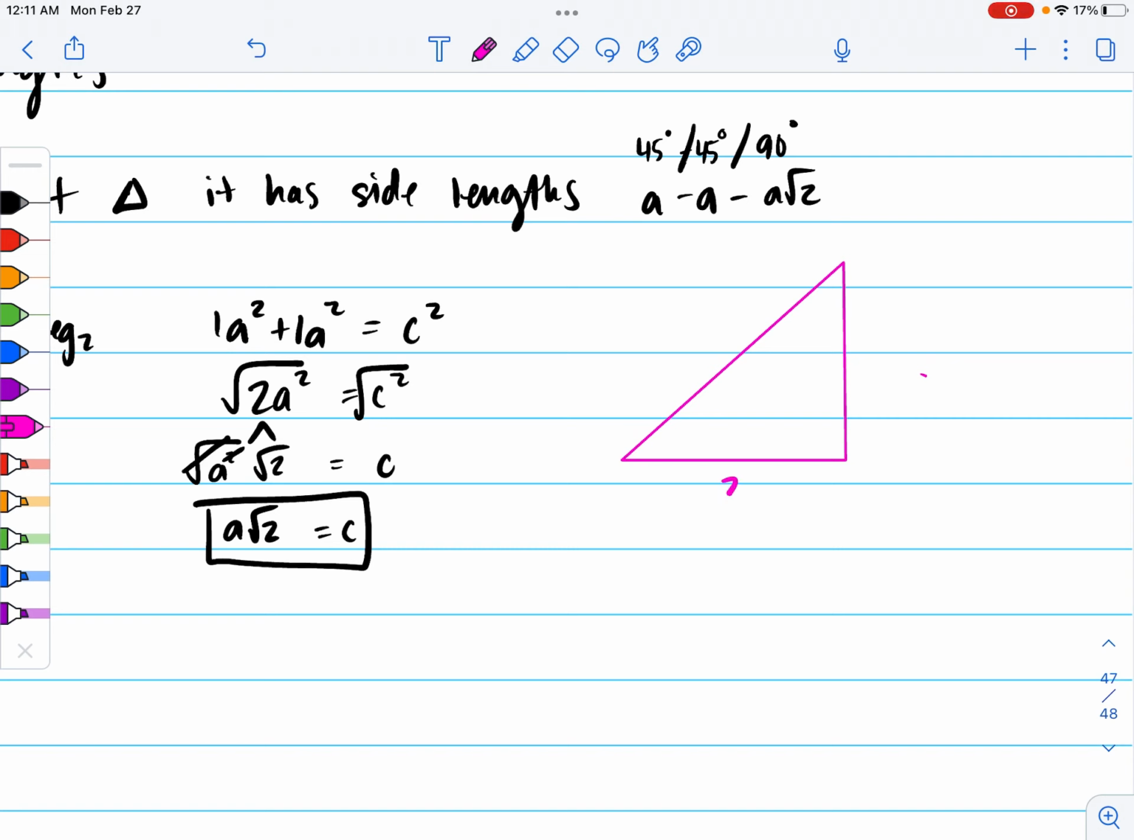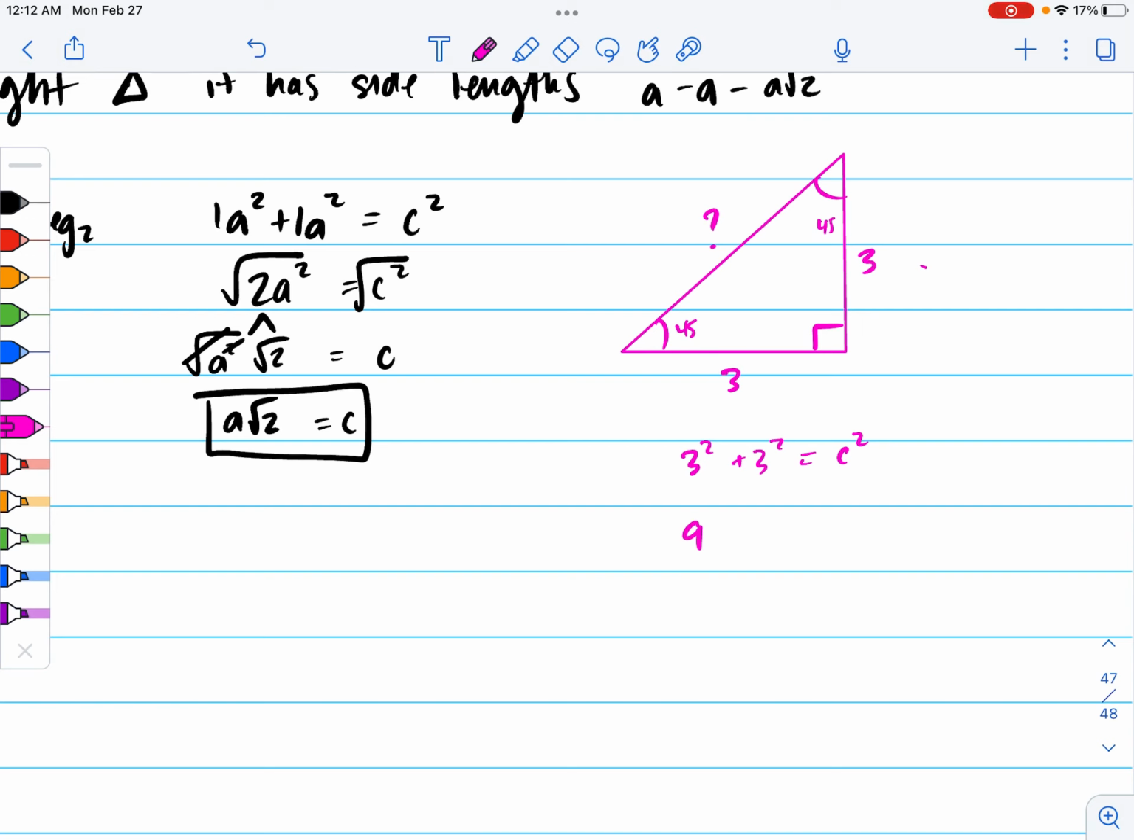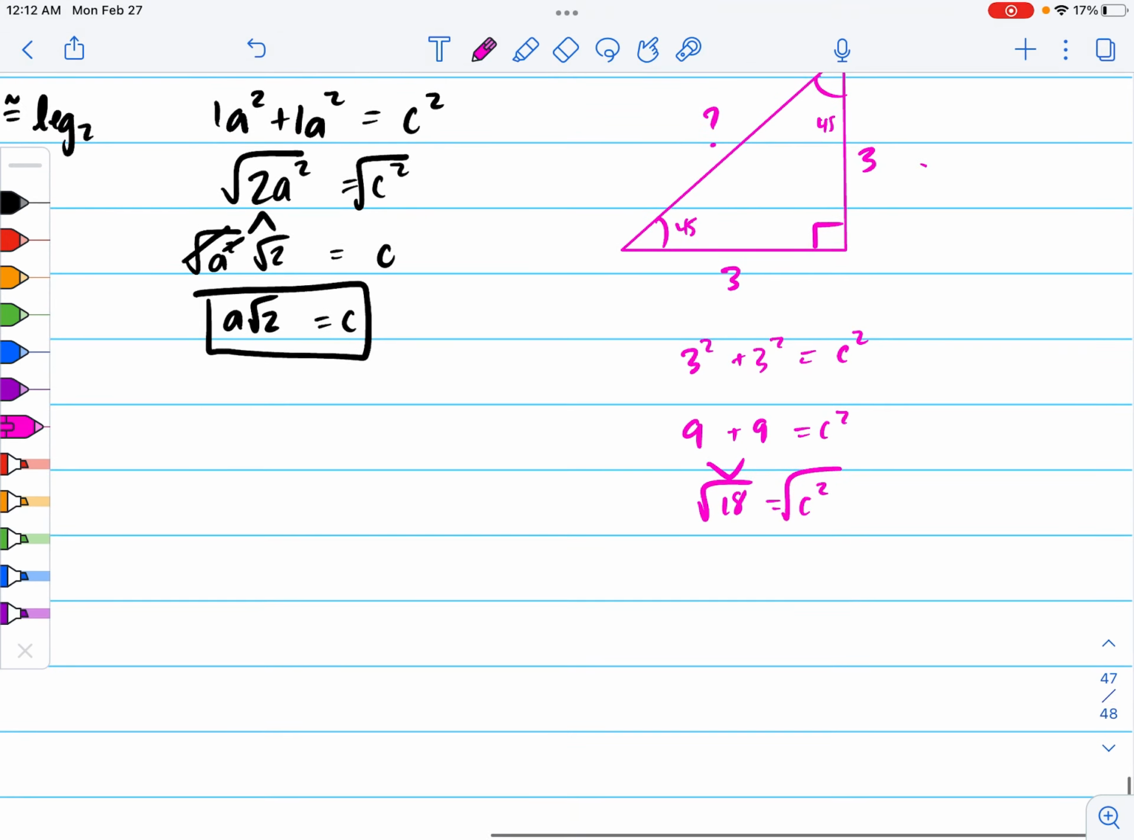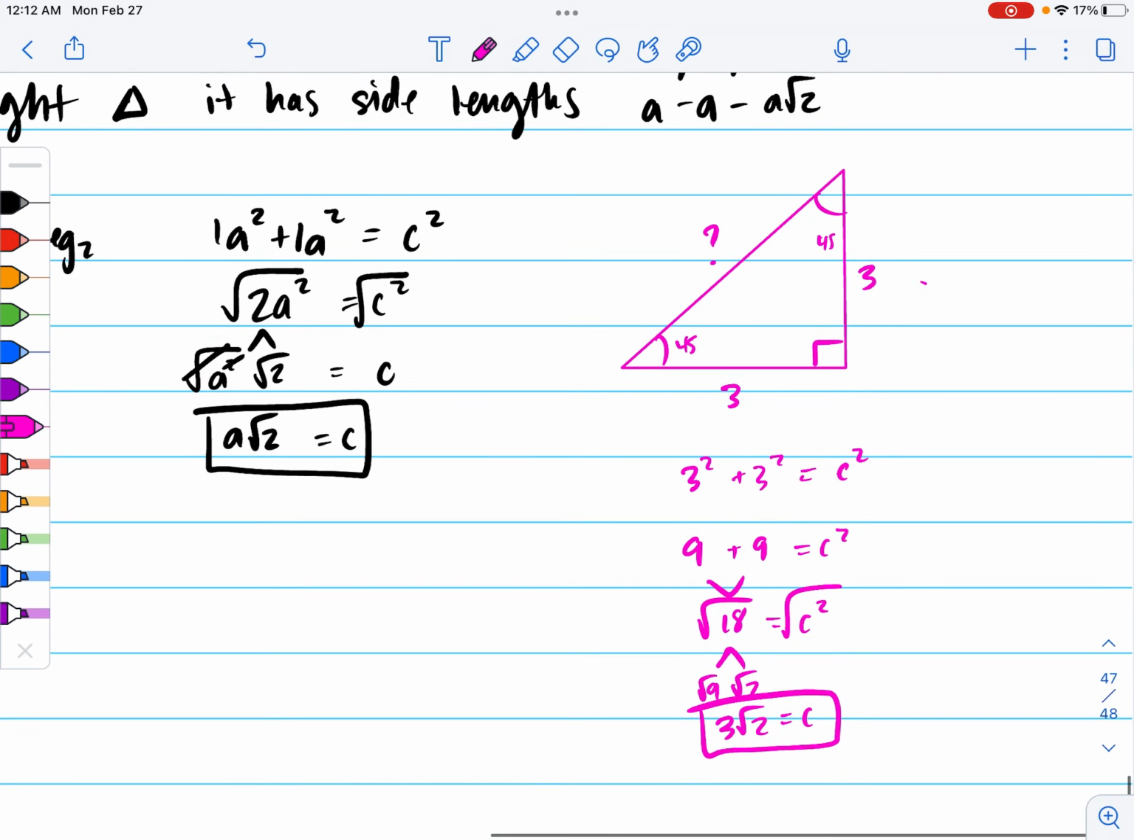So let's do a quick example here just to help prove this. If we have, let's go 3, and we have a 45, 45, 90. That means this has the length 3, and then this is our unknown. So 3 squared plus 3 squared is equal to c squared. 3 squared is 9, 3 squared, once again, is 9, is equal to c squared. This becomes 18 is equal to c squared. Square root both sides, and we get, breaking this apart, the square root of 9 times the square root of 2, or in other words, 3 root 2. So the shortcut actually works.